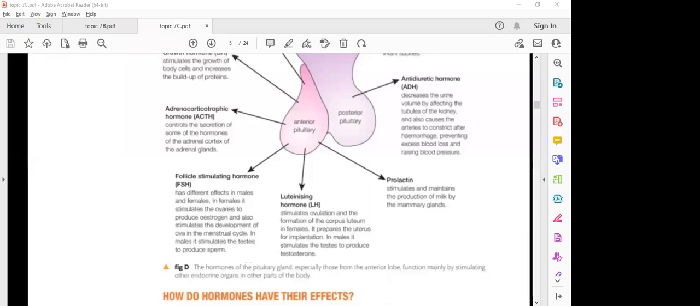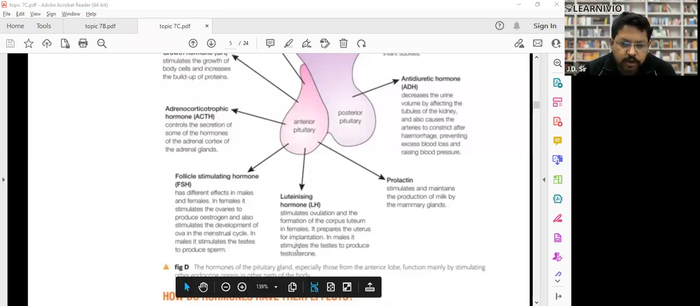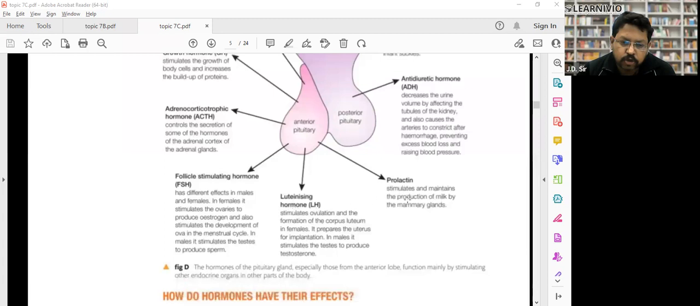So that is the function of luteinizing hormone. It stimulates ovulation, meaning release of ova in the female. It prepares the uterus for implantation. It also stimulates the testis to produce testosterone. So it works in both male and female. Prolactin stimulates and maintains the production of milk by the mammary gland. Prolactin is secreted after the birth of a child.